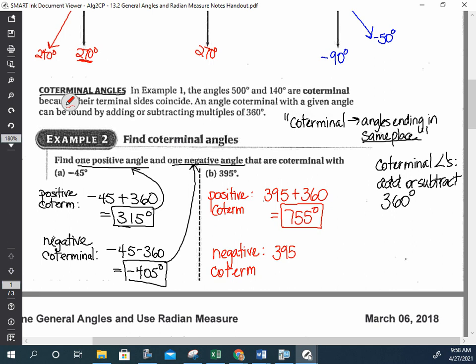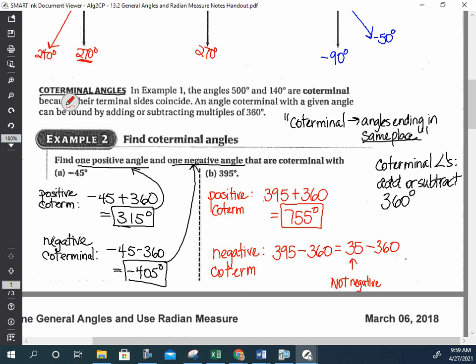We do 395 minus 360. 395 minus 360 is 35 degrees. Is that negative? No, that's not negative. So since it's not negative, that means we have to subtract 360 again.